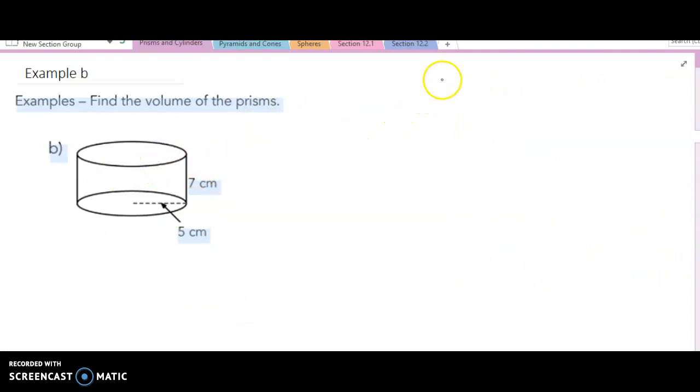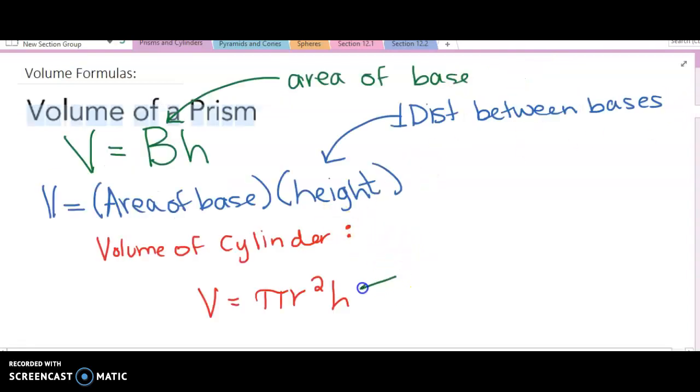All right, so when I look at this, I notice that this is a cylinder. A cylinder is basically a prism with a circular base. Cylinder, and the volume for a cylinder is always pi r squared h. I got that right from here.